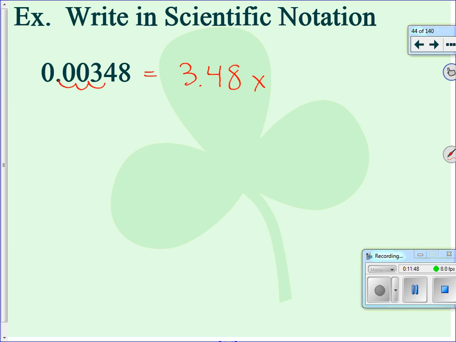So times 10. And is it a small number or big number, everybody? So it's negative 3. Okay? So I moved it 3 times, but because it's a small number, it's negative 3. If it were a big number, it would be positive 3. Questions?